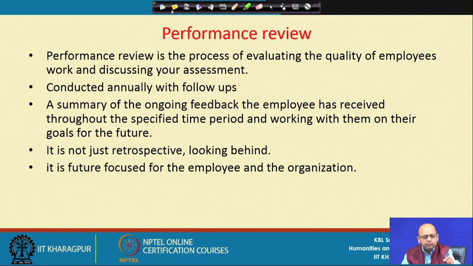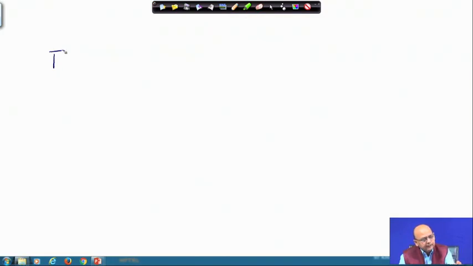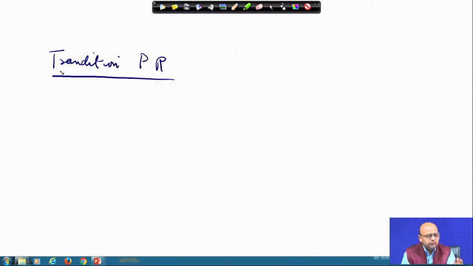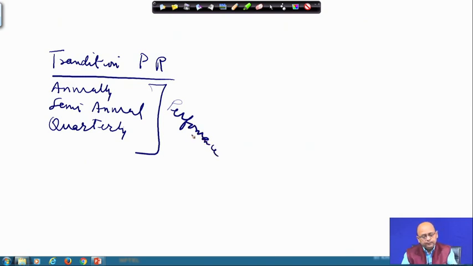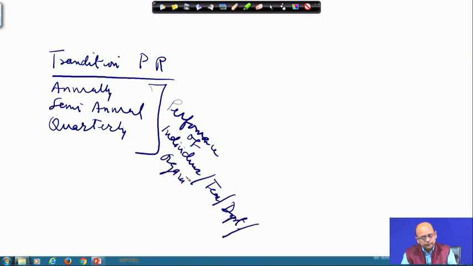So, it is something like this. When you are talking about performance review, you have a traditional performance review system. This is what we call performance review, which happens either annually, semi annually or quarterly. And what you are going to review? The performance of the individual or team or the department, anything, or even the organization also, right. So, basically you are going to evaluate the performance traditionally. Okay.